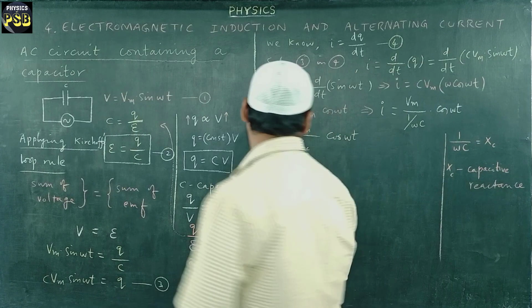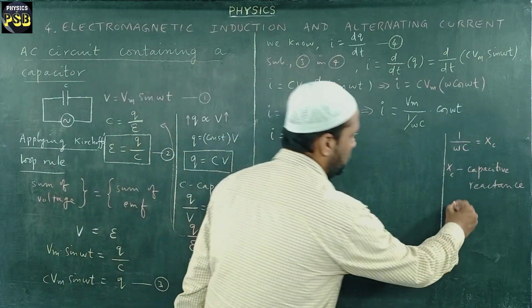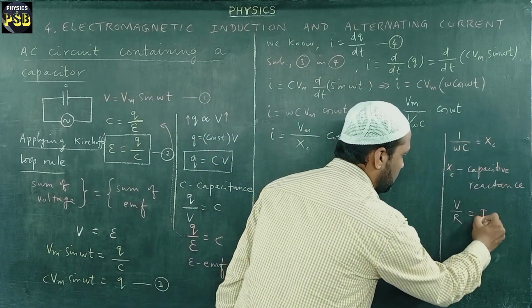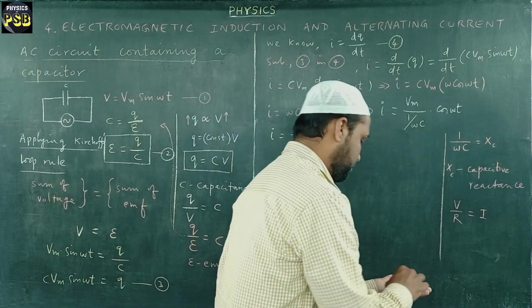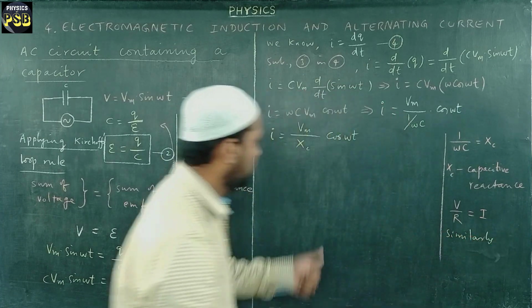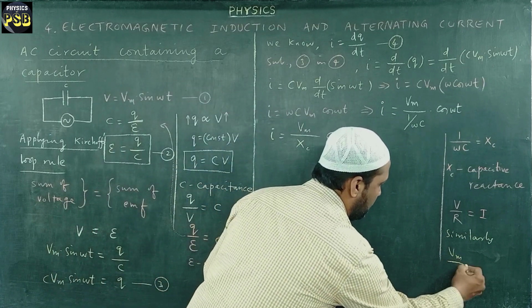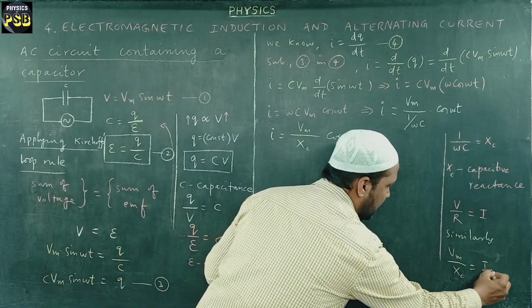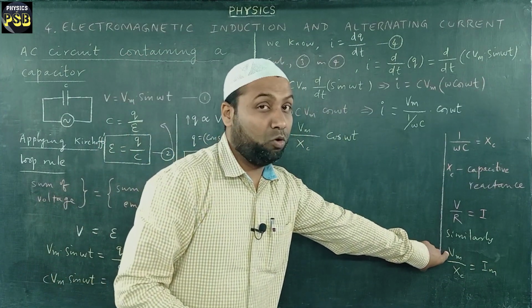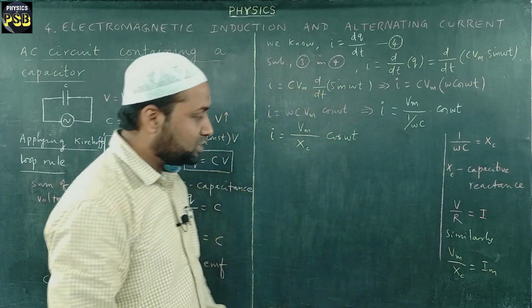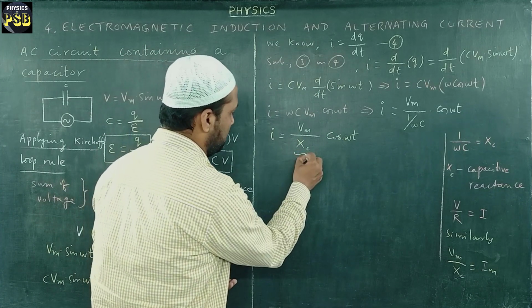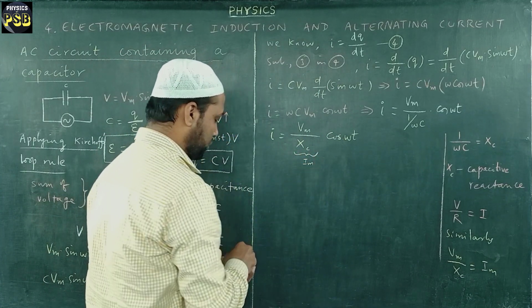Now we know V upon R, according to Ohm's law, is nothing but current. Similarly, Vm upon Xc is taken as Im. Here Im is the peak current. As we know, Vm is the peak voltage, so Im is the maximum or peak current. So this term is replaced with Im.